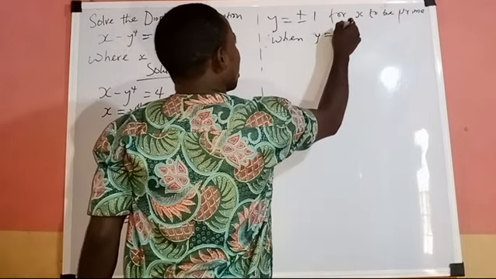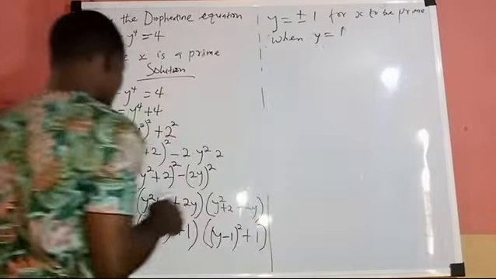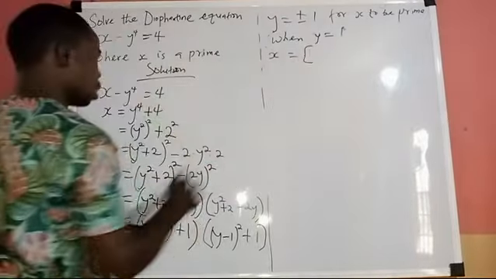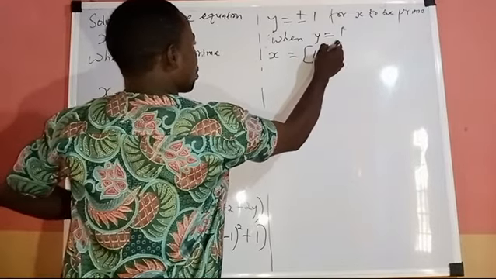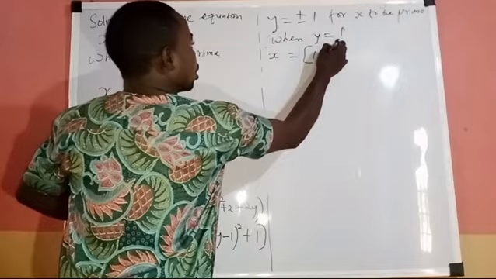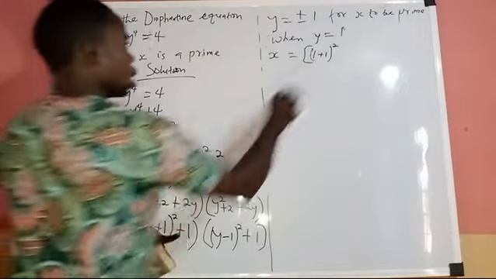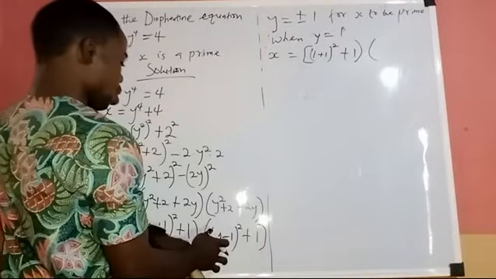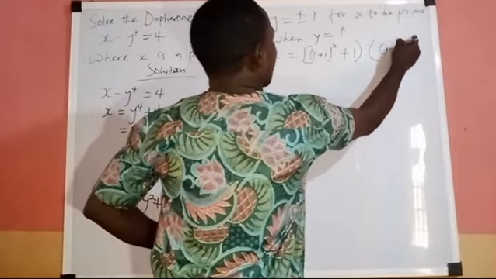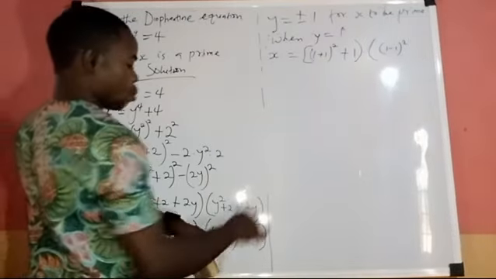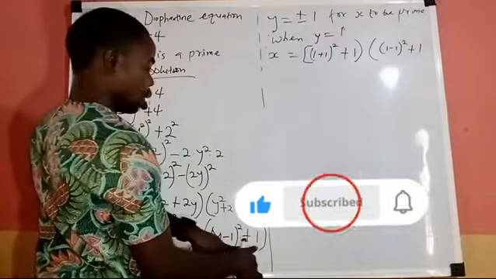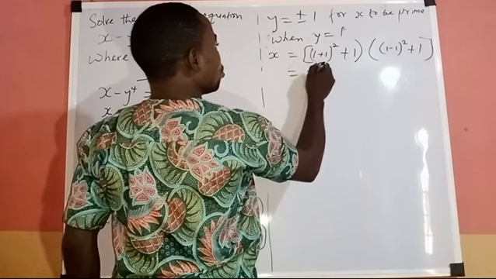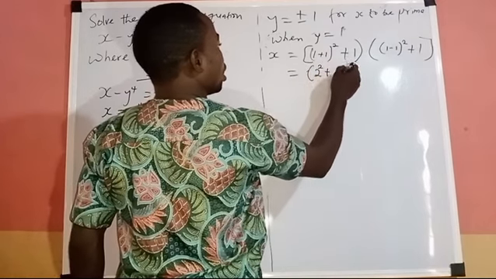Okay, now we can get the values of x for when y is equal to, let's say, positive 1. Now we substitute here, our x is now going to be, if you put it here, 1 plus 1 squared, plus 1, and that is this one. So we close this and we open the next one. So here we're now having 1 minus 1 squared, and then plus the other one. So we close this.